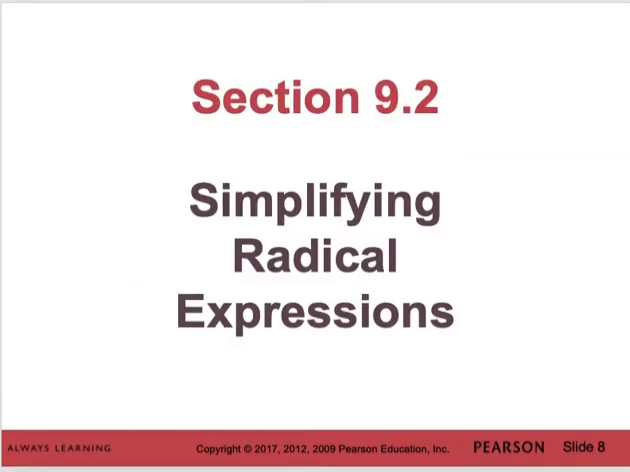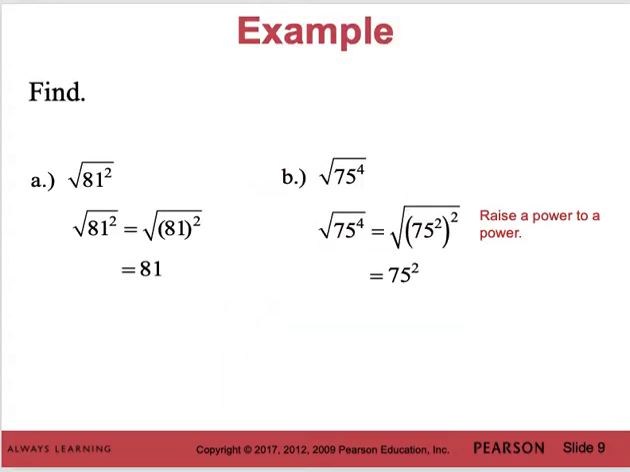Moving on to section 9.2 on simplifying radical expressions. If we're asked to simplify a radical expression, a lot of times you'll see a number raised to a power, and then we can simplify that. What do we notice here in this first example? We're asked to take the square root of 81 and also square 81.